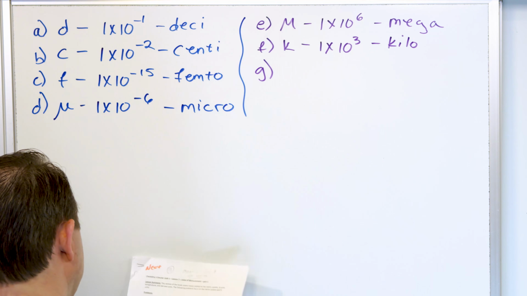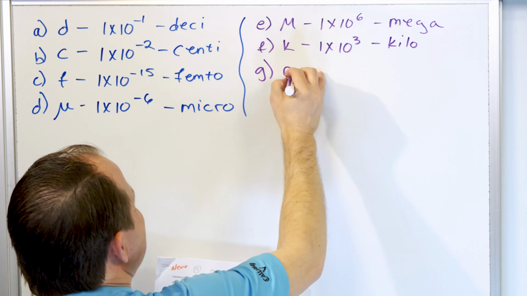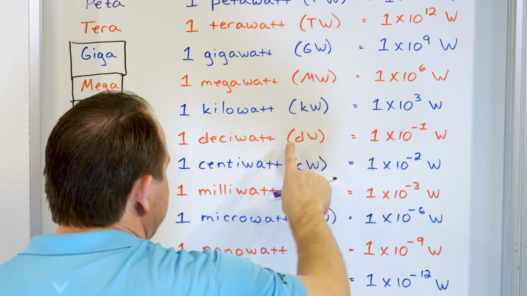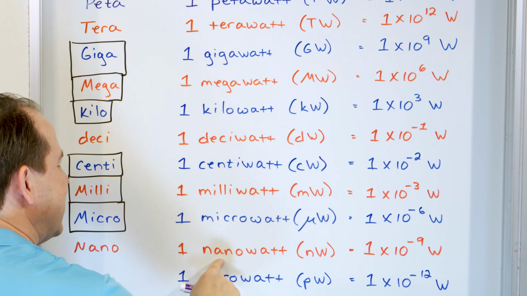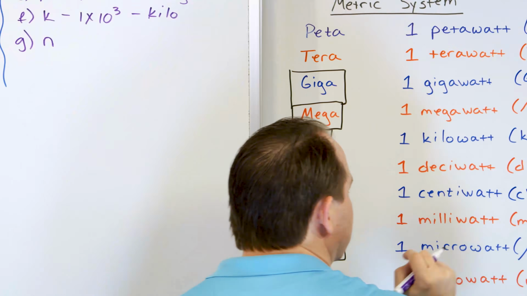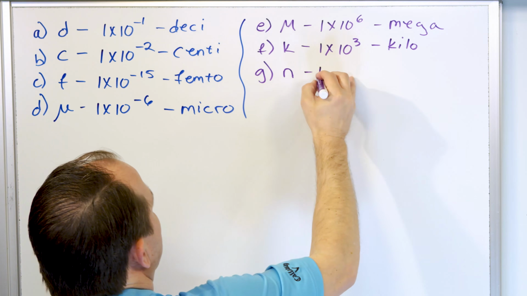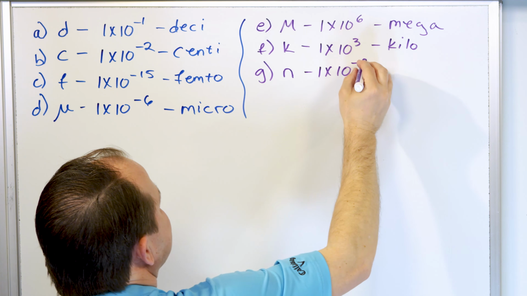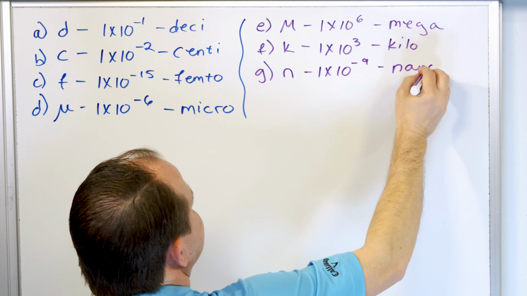And then we have, almost done here, we have N. What do we have for N? N, we go all the way down. There's M. That's not right. N is for nano. Nano is 1 times 10 to the minus 9. That's 1 billion times smaller than the base unit. So 1 times 10 to the minus 9, and it's nano.